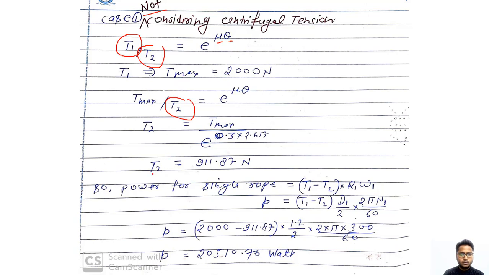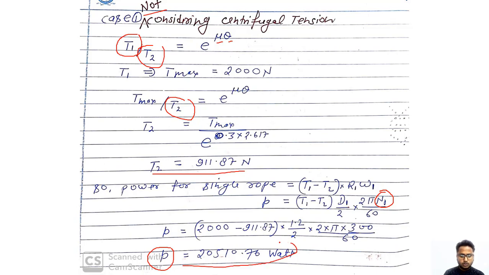T2 will come out to be 911.87 Newton. The power for a single rope, small p, equals the difference of the tensions, T1 minus T2, multiplied by R omega. R1 is D1 by 2, and omega 1 equals 2 pi N1 by 60. This N1 is for the first pulley, so we take the first pulley's speed. With R1 equals D1 by 2 and omega 1 equals 2 pi N1 by 60, we will have the value for the single rope.